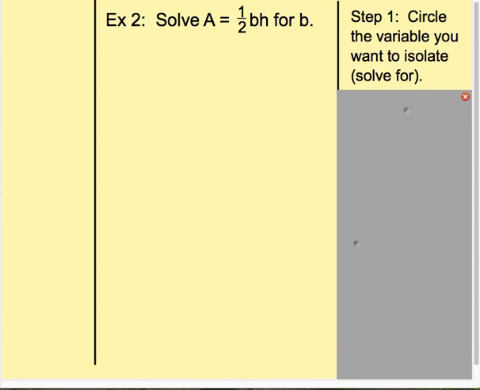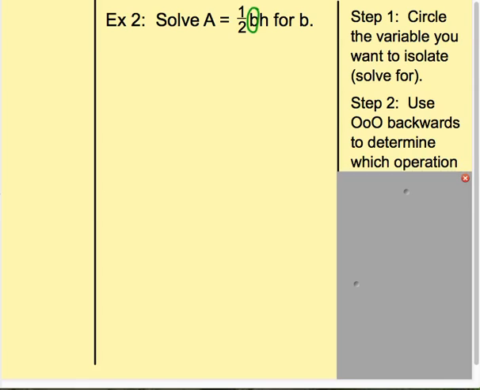Solve a equals 1/2 bh for b. So I'm going to start by circling my b. All right, use order of operations backwards to determine which operation to cancel. If I knew what b was, order of operations would tell me to multiply everything together. And because we can multiply in any order, we can actually write our steps in any order. But let's keep it left to right, just because that's how we read. So first, I would multiply by 1/2, and then I would multiply by h.